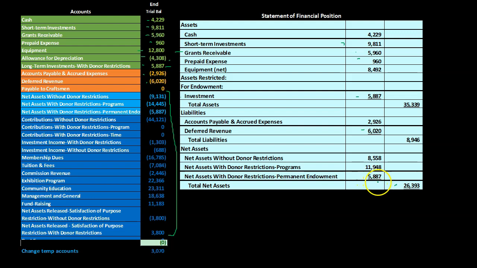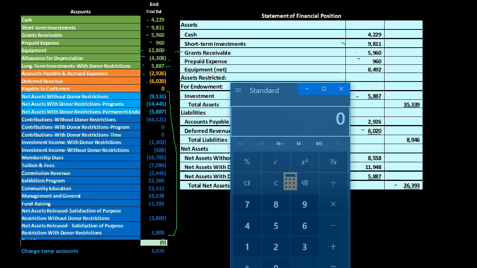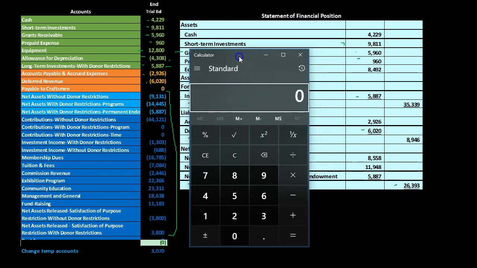Now, the way to do that, the way to get to this 26,393, if we didn't know these three numbers, is that you would have to add these up on the trial balance. This is a little bit more difficult to do when you're not in Excel. If I was in Excel, of course, we would just sum this up. It would be very easy to do.